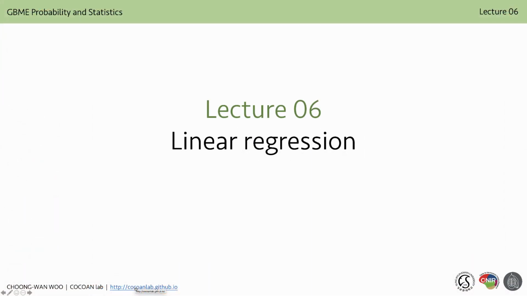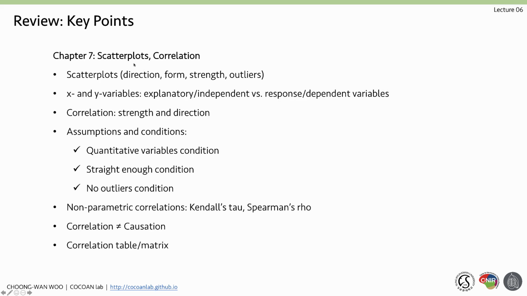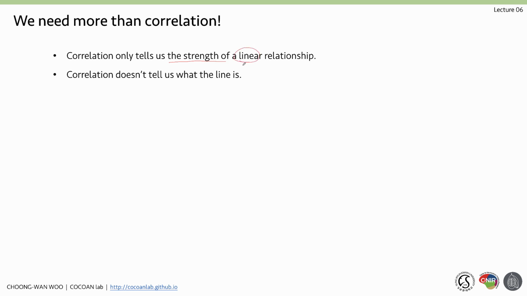Hi everyone, so today's topic is going to be linear regression. In the last lecture we learned about scatter plots and correlations, and you learned how to calculate correlation in the class. But we need more than correlation, because correlation only tells us about the strength of a linear relationship. Because it's a linear relationship, we can actually express the relationship with a line. But correlation doesn't tell us what the line is. We need a linear model.